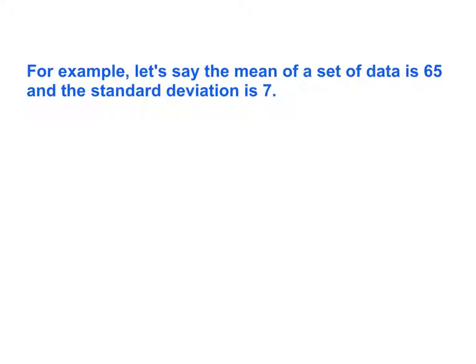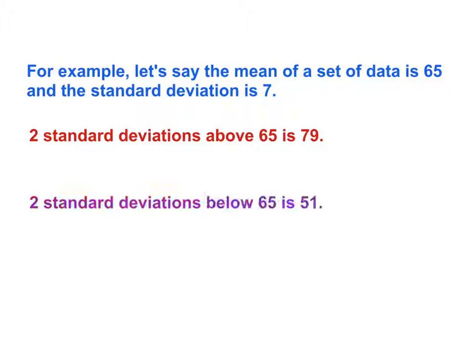79. How'd you get that? 14 plus 65. So 2 standard deviations above 65 is 79, because one standard deviation is 7, so 2 standard deviations is 14. So what's 2 standard deviations below 65? 51. So I subtract 14.